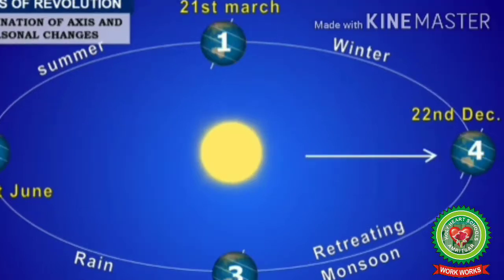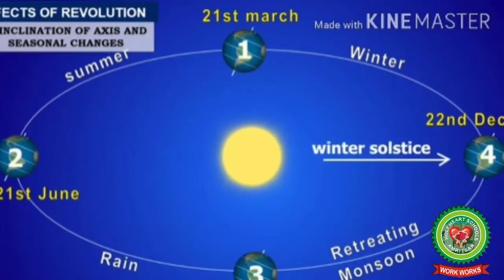Similarly, as we come to the fourth position, the date is 22nd of December. The southern hemisphere is facing the sun and the vertical rays of the sun fall on Tropic of Capricorn. And this is the time the northern hemisphere experiences the winter solstice.